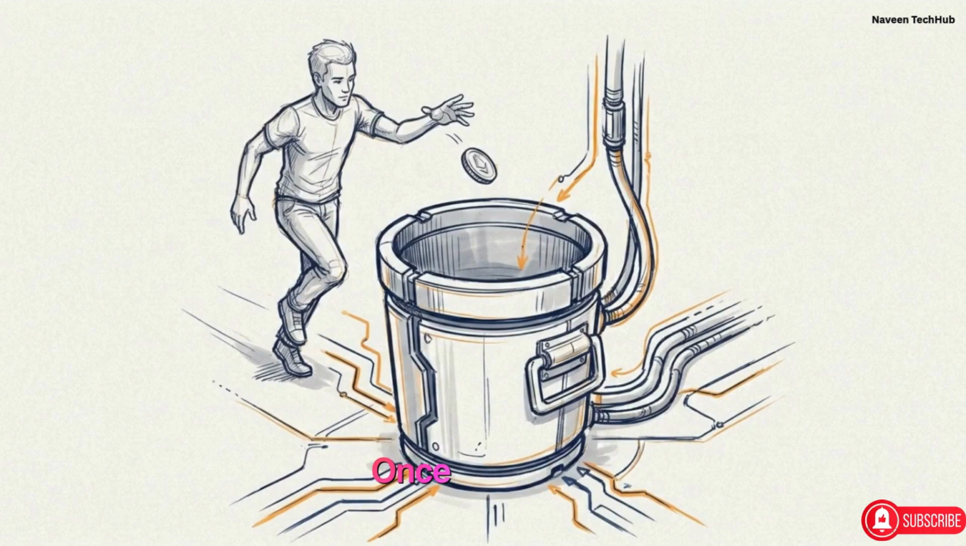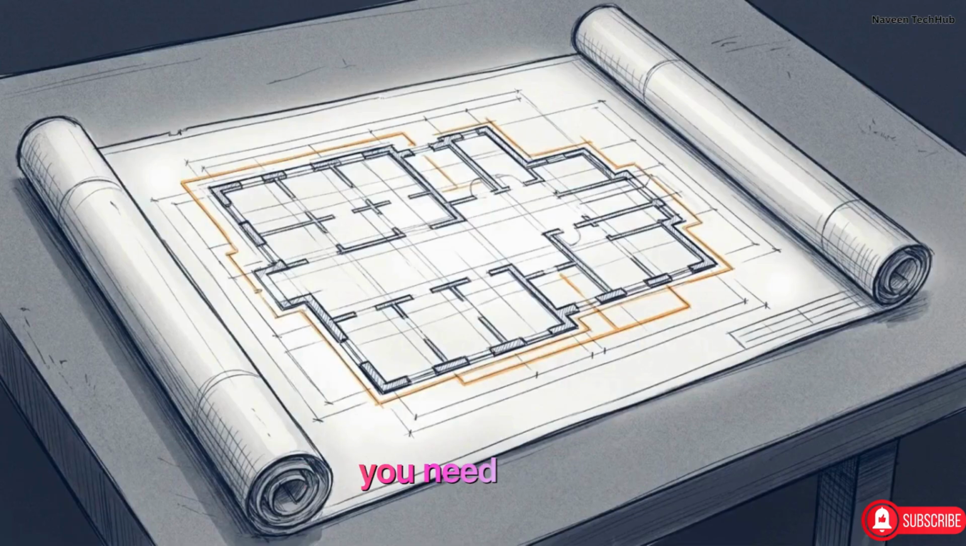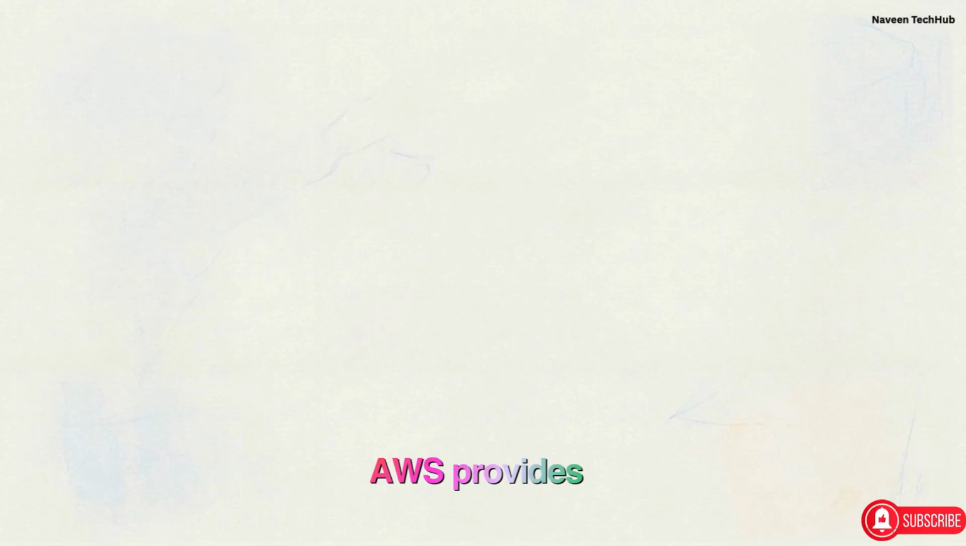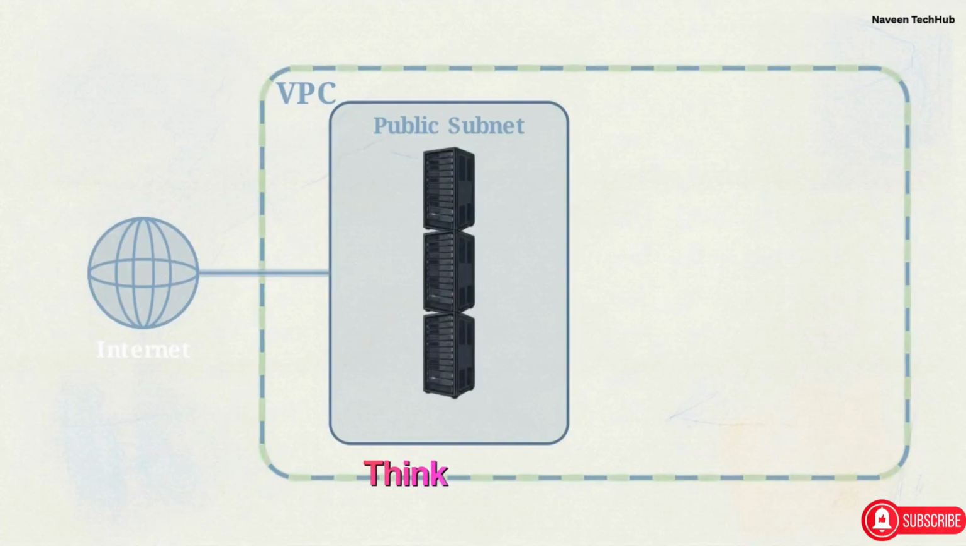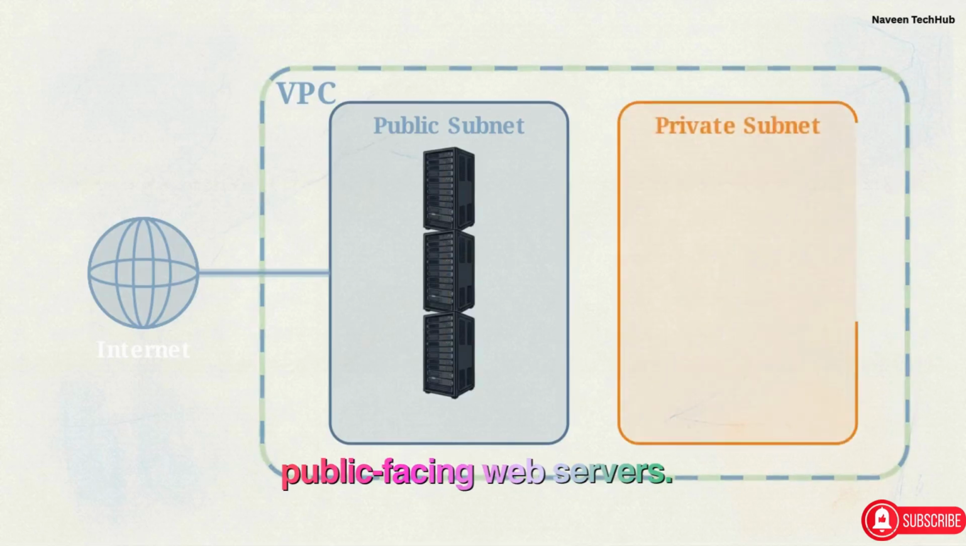Once you rent your computing power, you need a safe place. AWS provides the Virtual Private Cloud, or VPC. This acts like a secure perimeter fence drawn around your specific servers, isolating your slice of the cloud from the internet. Inside that fence, you organize your space. First, you create a public subnet. Think of this as the main lobby of an office building. Its doors open directly to the outside world, making it perfect for your public-facing web servers.